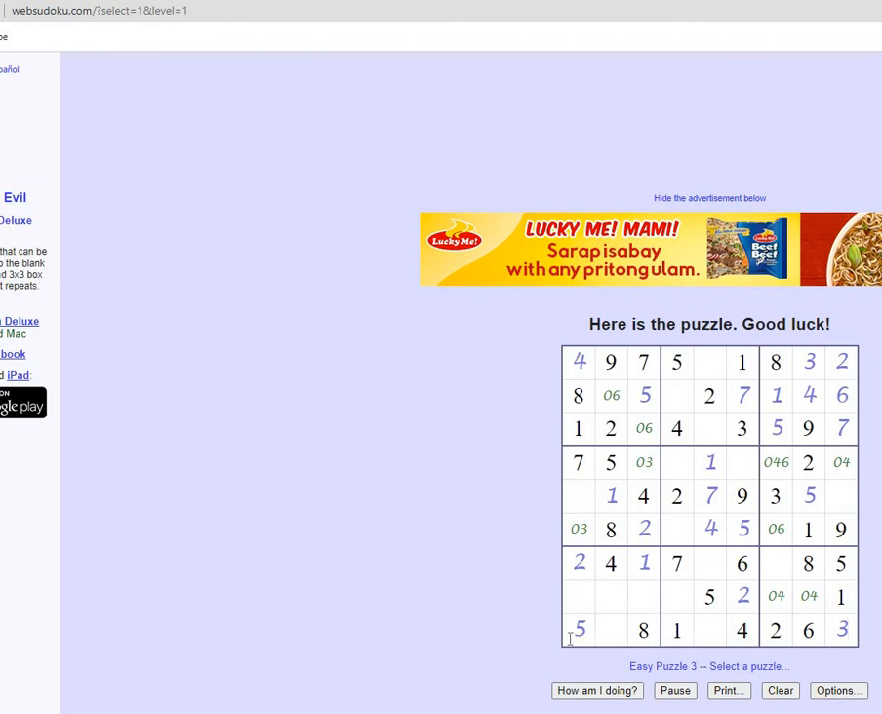Okay, let's see. So there's a 3 here, so we cannot put a 3 here. So the only possible locations for 3 would be here and here. We can put it as a pencil mark.